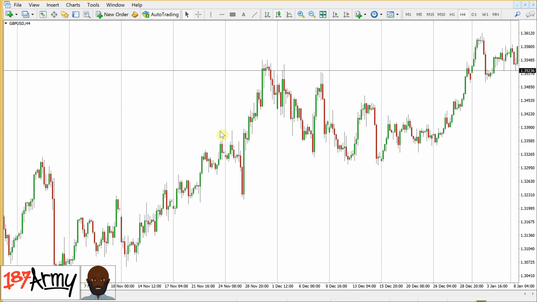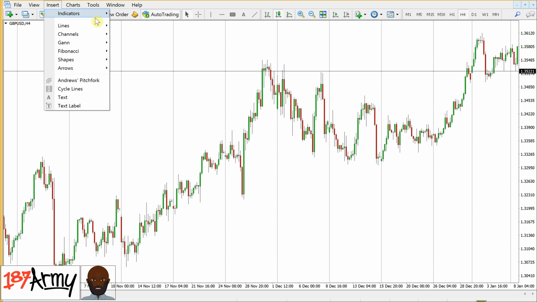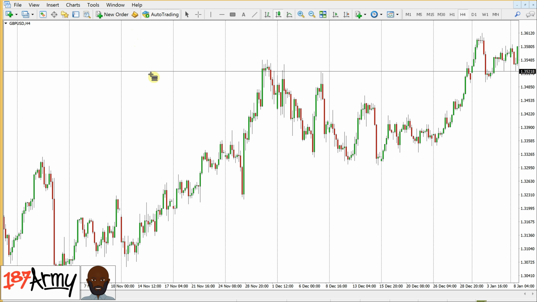So here's your chart. What you'll do is you'll press insert. There's two ways of getting the Fibonacci tool. I'll show you both ways. Insert, Fibonacci retracement. And when you're in an uptrend, you draw the Fibonacci from the low to the high. So you draw from the lowest point there, to the highest point here, but at the minute you can't see it because the lines are yellow.